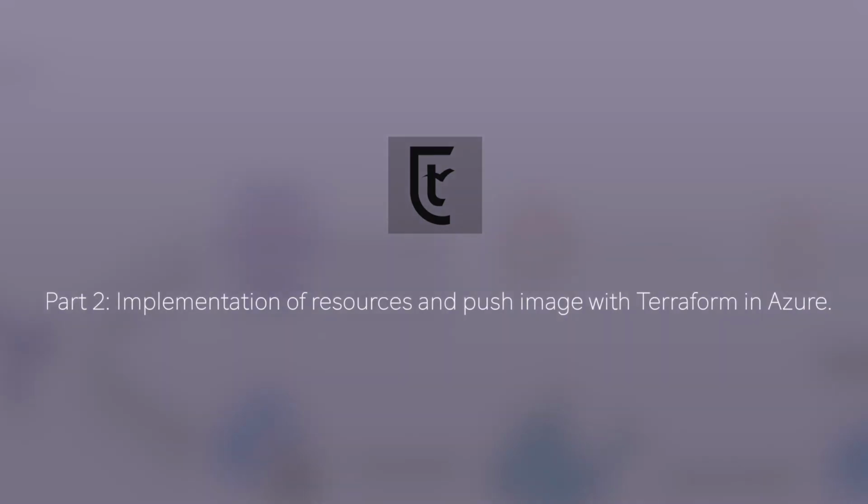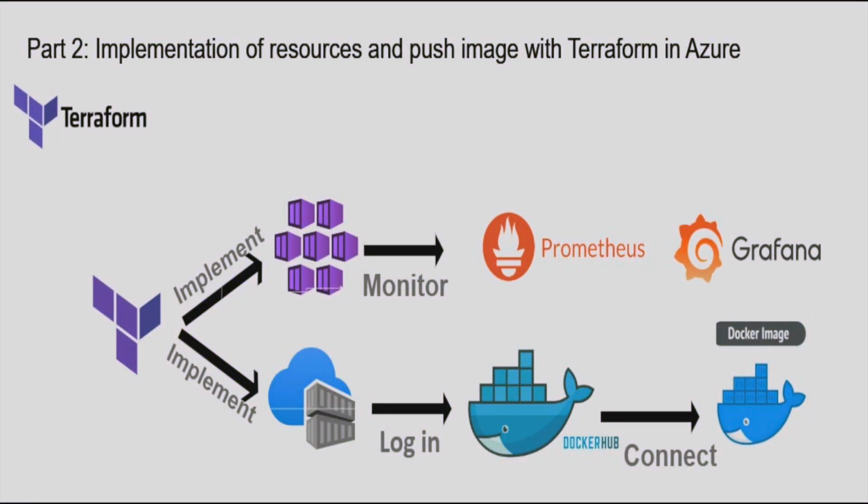In this second part, we will examine the various Terraform files required to deploy all the resources needed for this scenario. The primary components include Azure Container Registry, where our Docker image will be stored. We will deploy both the Azure Container Registry and Azure Kubernetes Service in the same Terraform file. We will deploy our image from the ACR. Additionally, we will set up monitoring resources such as Prometheus and Grafana.